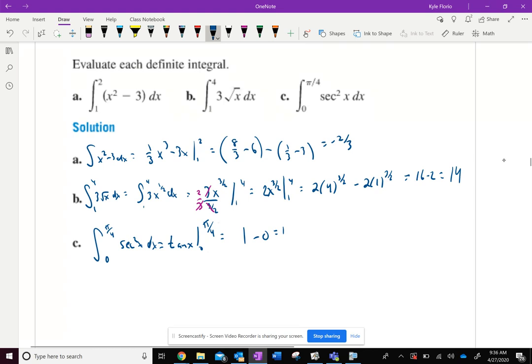You could use your unit circle to remember that, right? Tangent of pi over 4, that's the one where it's root 2 over 2, root 2 over 2. And if you divide root 2 over 2 over root 2 over 2, you just get 1. And tangent of 0 would be 0 because tangent is sine over cosine, and sine of 0 is 0, so 0 divided by cosine of 0 is 0 divided by 1, which is 0. And we get 1. All right, so that's it for the first part of this section.